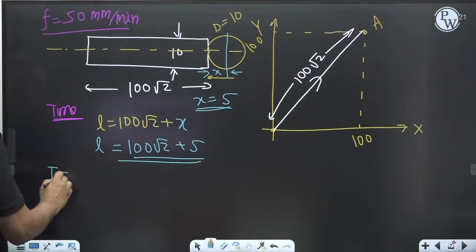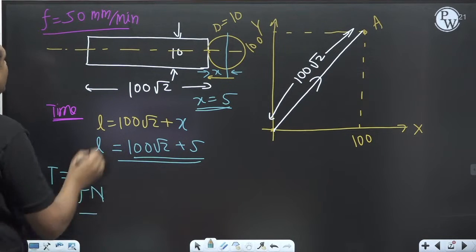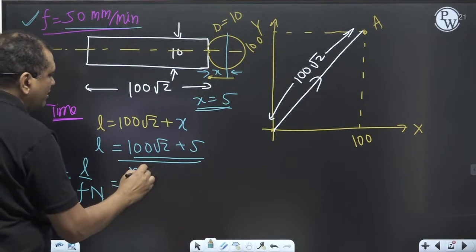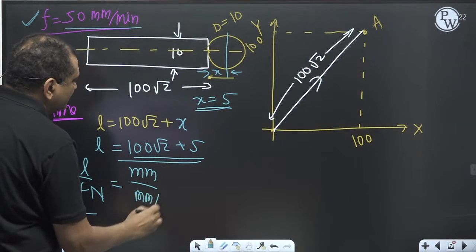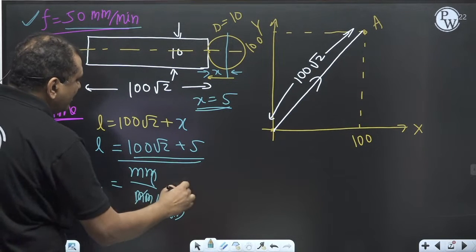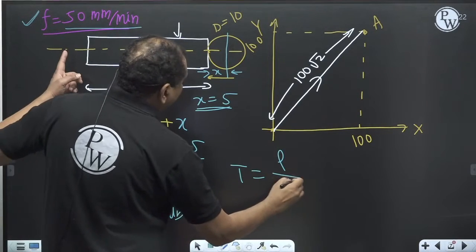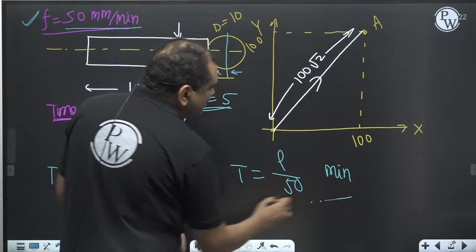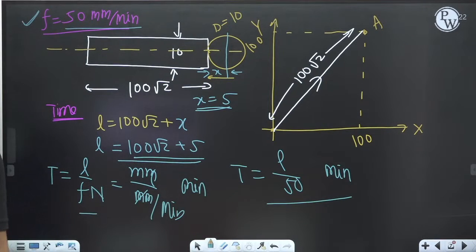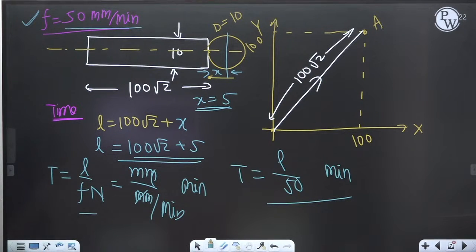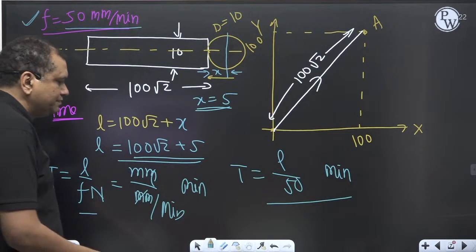Generally the machining time is nothing but L by Fn, but feed is given in millimeters per minute. So millimeter divided by millimeters per minute, the millimeter will cancel out, and the answer will be in minutes. So machining time will be this L divided by 50, that many minutes, that is the answer. So if you solve this, the answer will be slightly more than the option given.